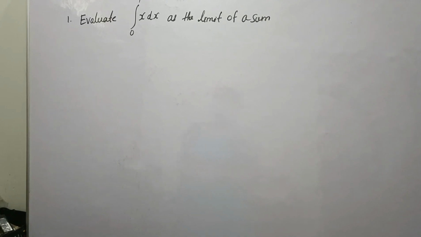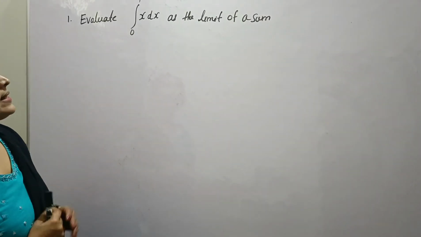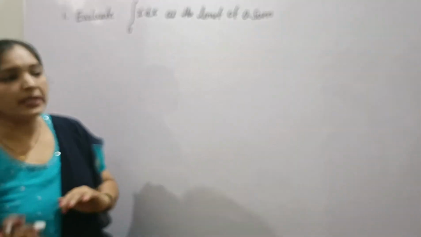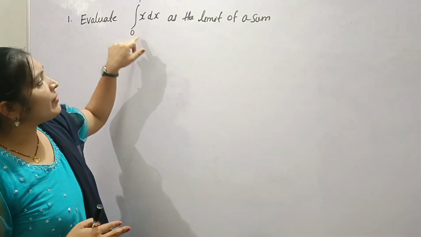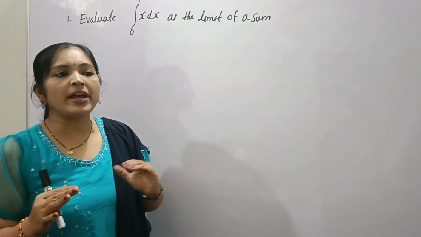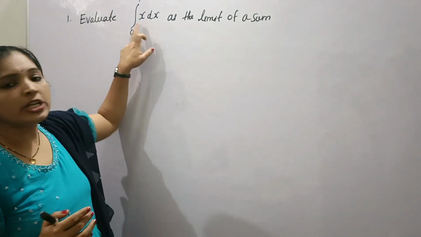Let's go through an example. Evaluate the integral from 0 to 1 of x dx as the limit of a sum. See, here we can evaluate it directly, but here it is given that we have to evaluate it as the limit of a sum. That is, we have to find the sum over all the intervals from 0 to 1, and the function is x. So first of all, let's write the integral from a to b. We have already found the limit of the sum of the function f of x, right?